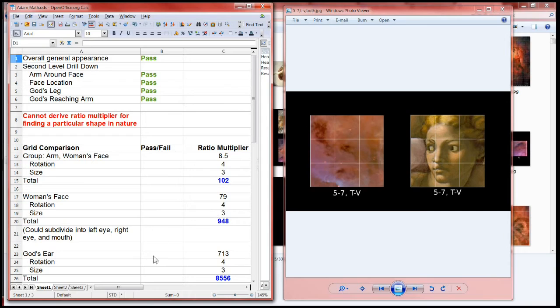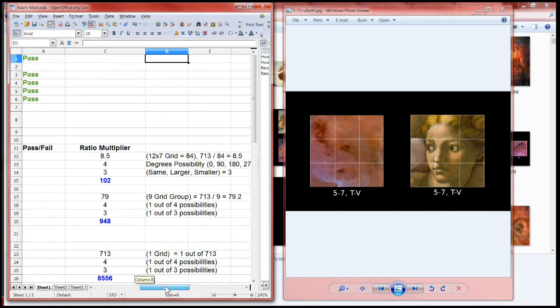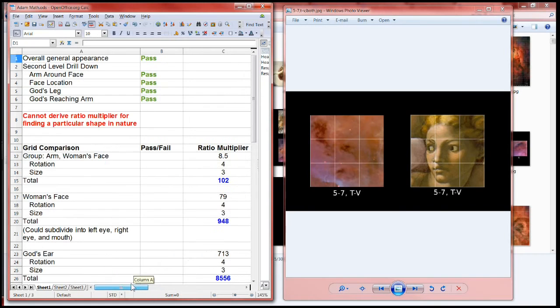So with 9 grids, we end up with 713 divided by 9, which is equal to 79. The rotation, as you can see, could not be changed, because if you rotated the face, it would not work at 90 degrees, 180 degrees, or 270 degrees, since both of her eyes would be off. And therefore we have a ratio multiplier of 948. If we wanted to subdivide it into these grid sections, we could, but we're not going to go into that level of detail for her.